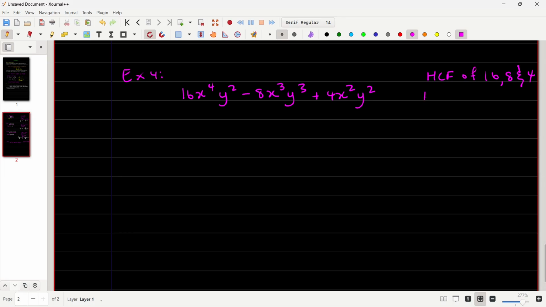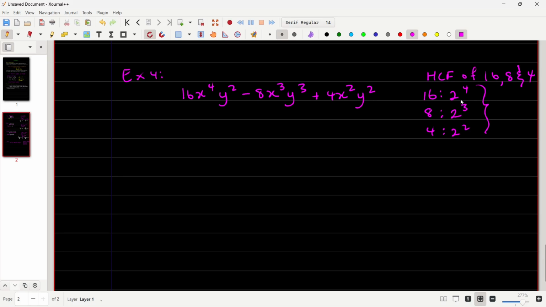So let me see. 16 is simply 2 times 2 times 2 times 2, which is 2 to the fourth power. 8 is simply 2 times 2 times 2, 2 to the third power, and then 4 is simply 2 times 2, which is 2 to the second power. From this, we can see that the common base here is 2.